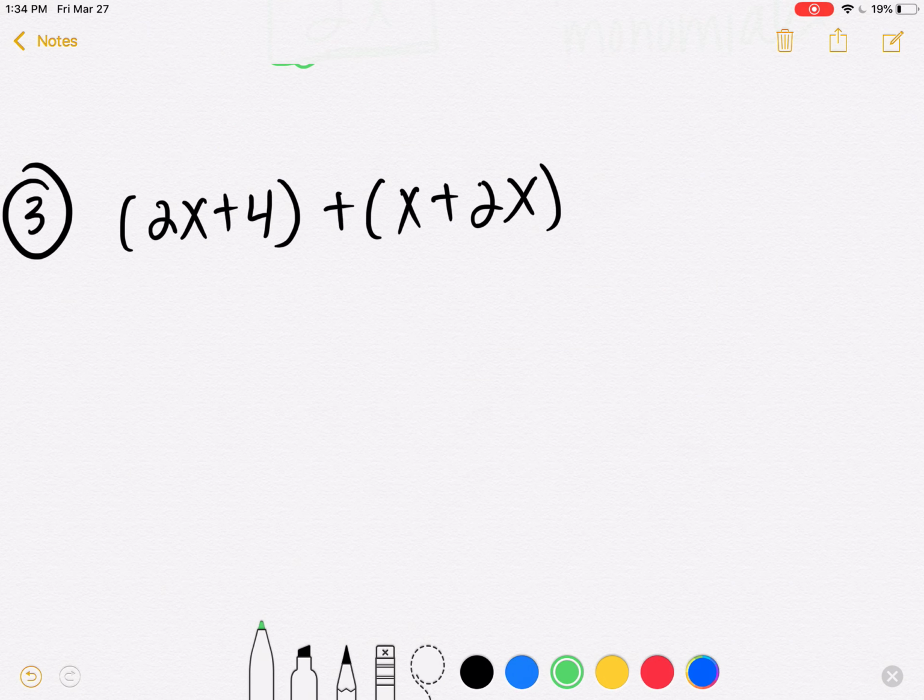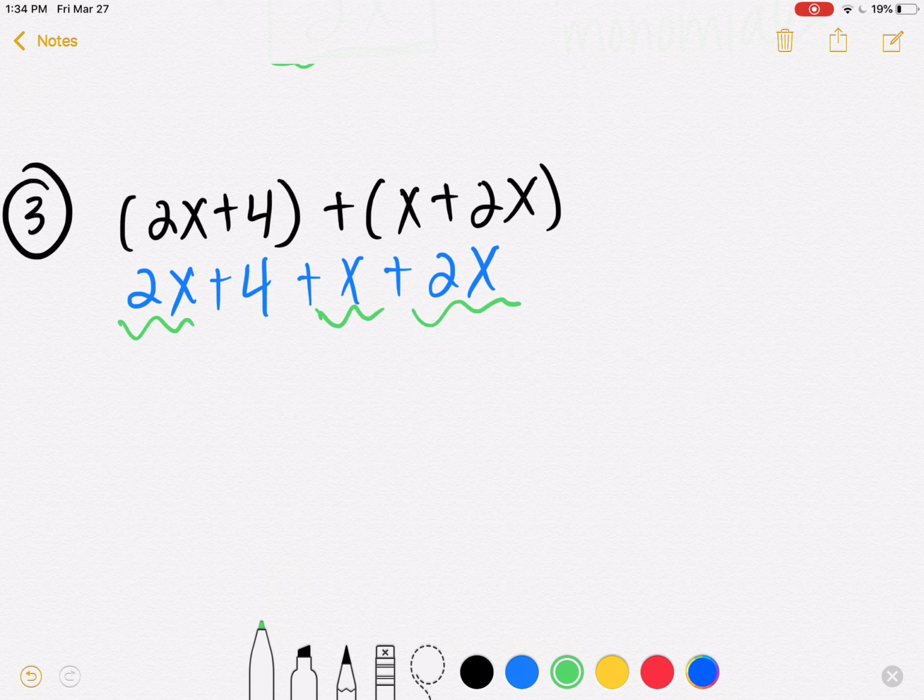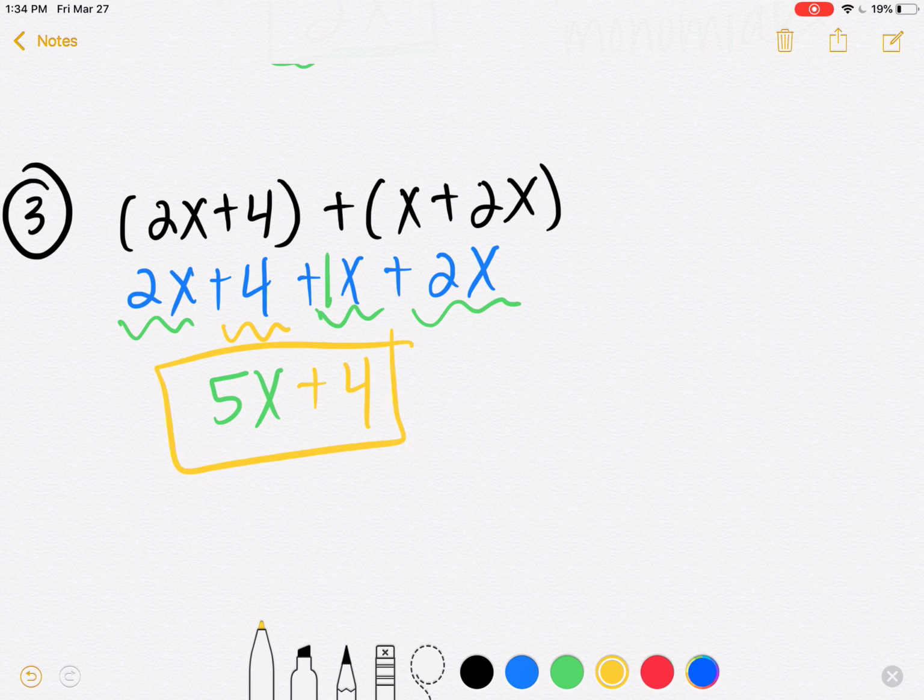Okay. Number 3, you're adding. Remember, when you're adding, you drop your parentheses, rewrite it, 2x plus 4 plus x plus 2x. Then you combine. Okay. Now for this one, I can combine my x's together. Okay. Remember, if there isn't a number in front of your x, you can always put a 1. And then the 4 is on its own. It's a constant. So what I'm going to do is combine my x's first. So I'm going to say 2x plus 1x plus 2x is going to give me 5x. And then the 4, I'm just going to rewrite it, plus 4. Okay, so we're going to name this. So what we're going to do is look for our highest power.